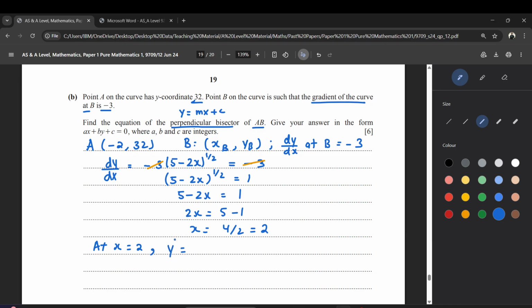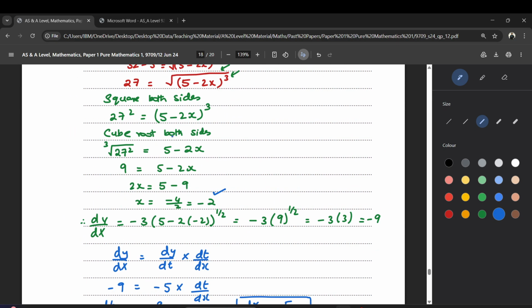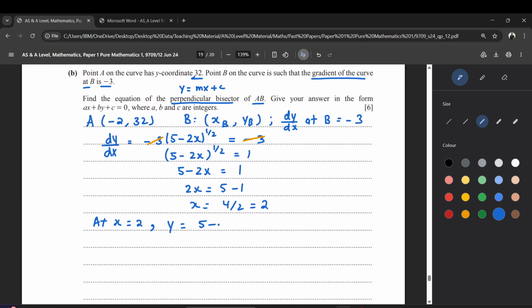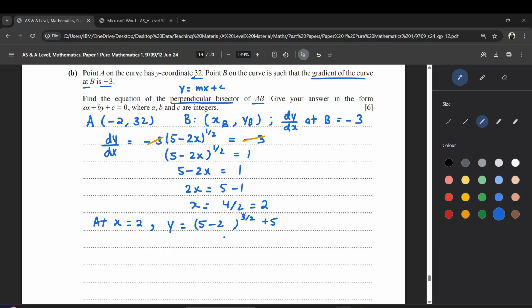into my original curve's equation, which is y equals (5 minus 2x) to the power 3 upon 2 plus 5. Except that instead of x, I'm going to write down 2. So let us work this out. 5 minus 2 times 2 is 4. So 5 minus 4 is just 1. 1 to the power 3 upon 2 will still be 1, and therefore y becomes 6. Okay, so therefore B is at (2, 6).